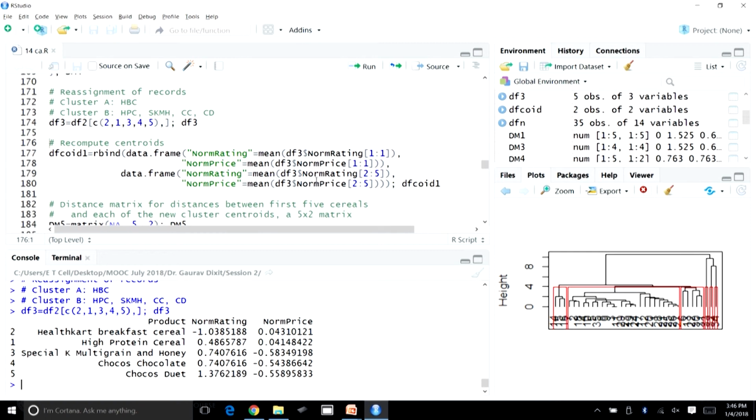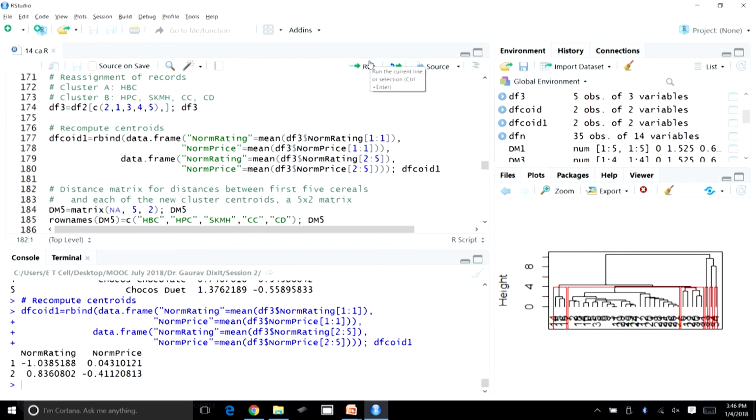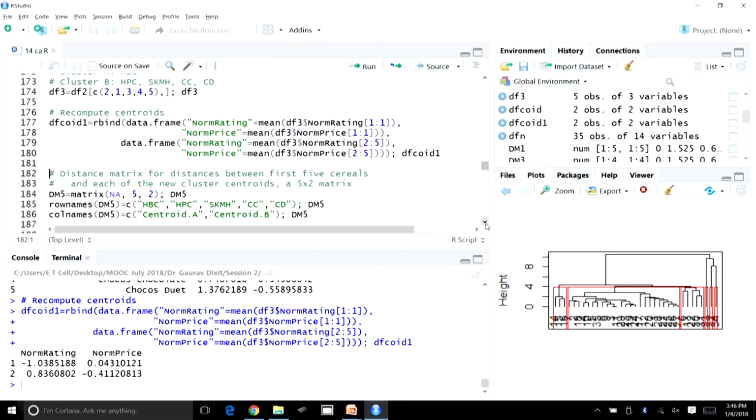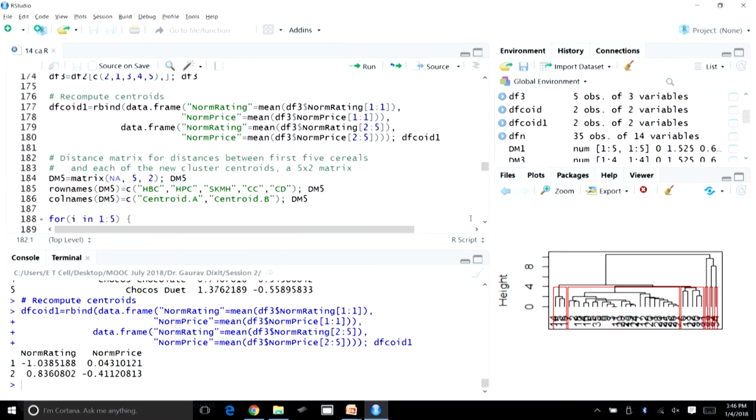In this we can see the second one, 2 to 5 here. For the centroid of the second cluster B, 4 observations are involved, and the mean values are being computed for each of these variables. So let us run this code. Now we can see the centroids for each of these clusters, cluster A and cluster B.